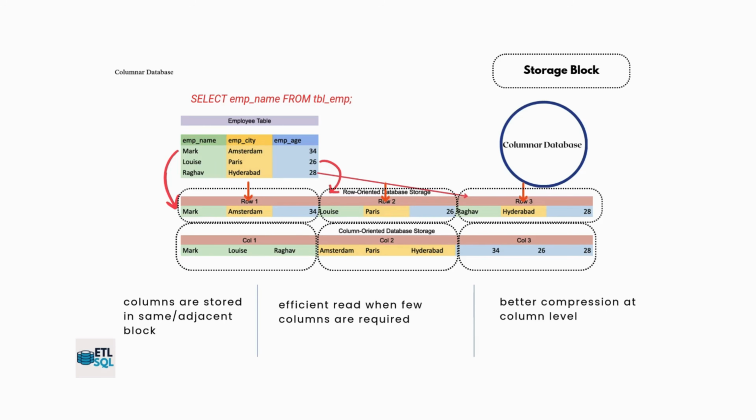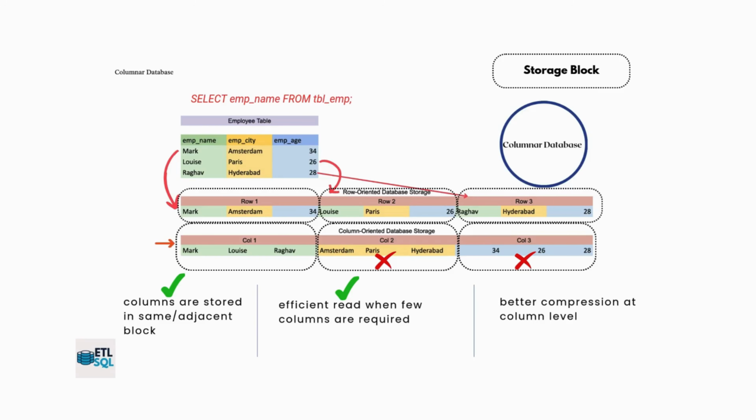Now have a look at the column-oriented database, which in this case is Redshift. It stores all the column values together. So if I'm running a query, select name from employee, I will just read this storage block and this will return me all the column names. And I don't have to read column 2 and column 3. So you can see how efficient it is. So columns are stored in the same or adjacent blocks. This allows efficient reads when few columns are required.